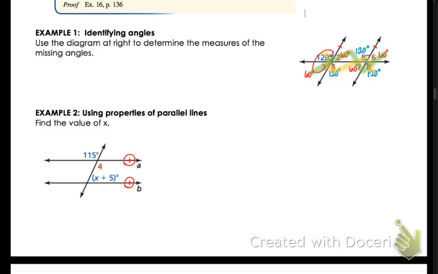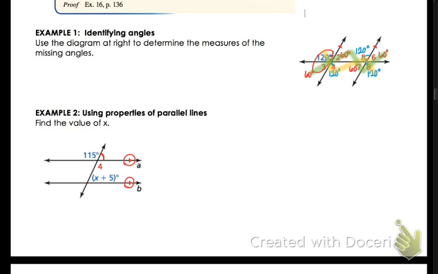115, this angle here, and the x plus 5 angle, there's no relationship for those. One of them's between the lines and one of them's outside of the lines. So the only one we could hope for would be corresponding, but they're not corresponding. X plus 5 would actually be corresponding with this angle right here. So we need to think about how we could figure out the measure of that angle instead.